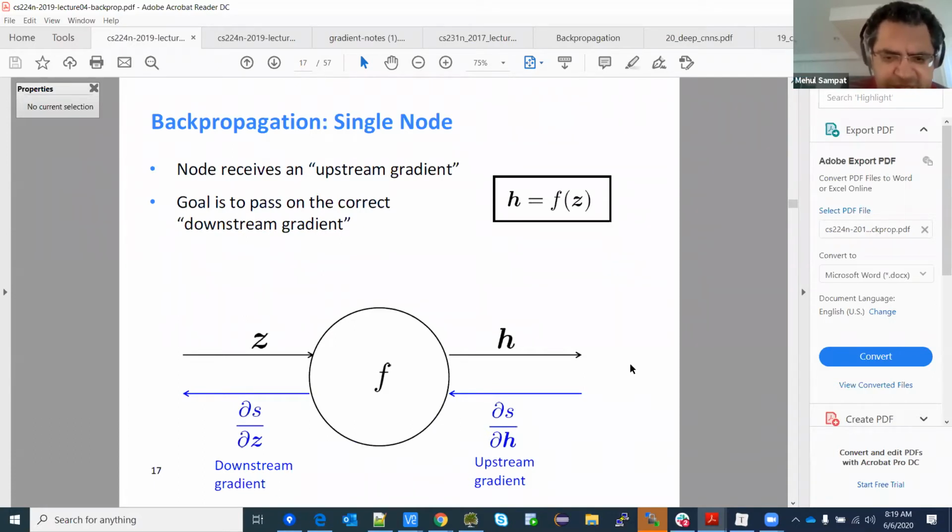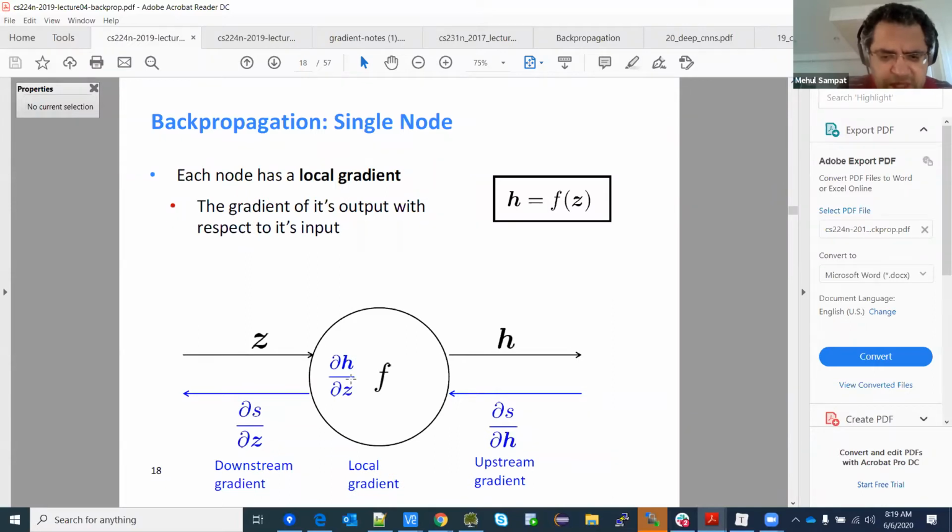Let's say you have a single node. Here we are just showing that h is a function of z. At the node, you have del h by del z, which they refer to as a local gradient. You have an upstream gradient, which is del S by del H, the gradient coming in. And then you also have a downstream gradient, which is del S by del Z.